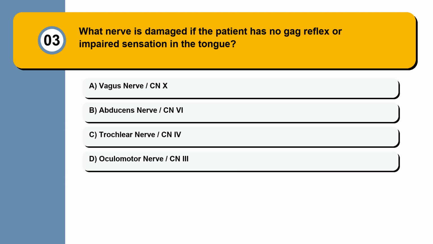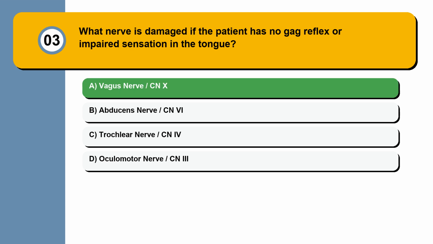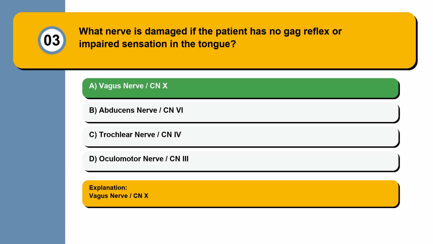Question 3. What nerve is damaged if the patient has no gag reflex or impaired sensation in the tongue? Vagus nerve/CN10, abducens nerve/CN6, trochlear nerve/CN4, oculomotor nerve/CN3. Vagus nerve/CN10.